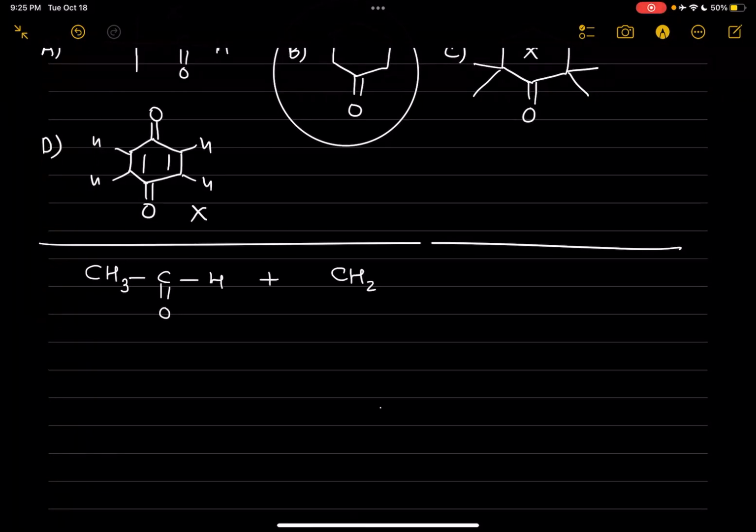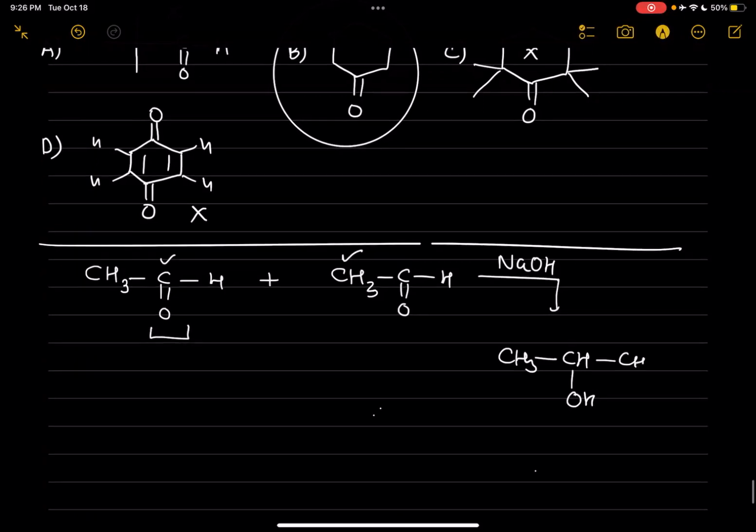So here we are going to take two molecules of aldehyde with NaOH. And what you are going to do is combine them. If no heat is given, you are going to make the double bond O into OH, and you are going to connect the alpha carbon with the CO. Is it clear?